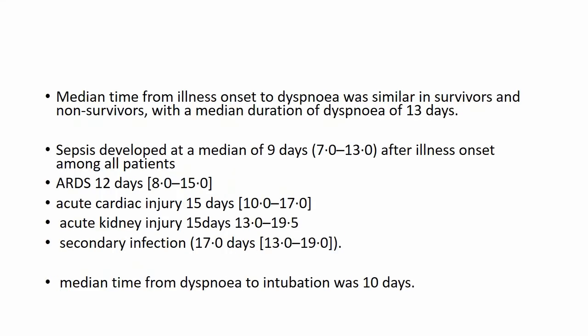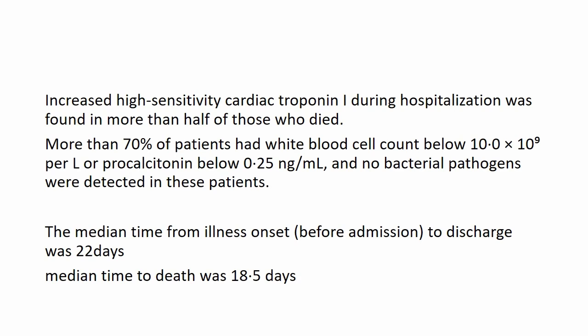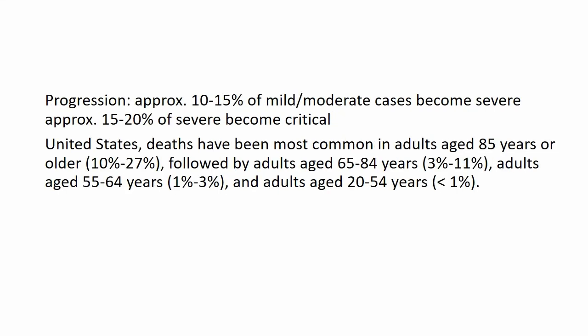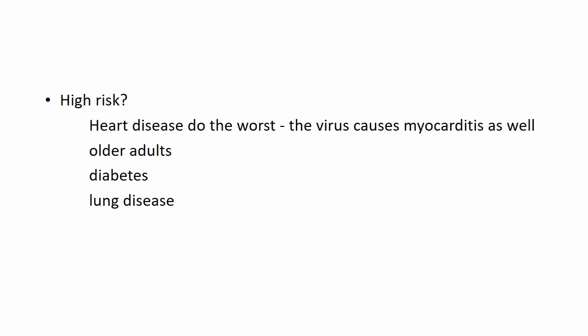And one good thing about COVID-19 is the lung fibrosis is less than that of severe acute respiratory syndrome or SARS, and patients have good long-term outcome. When considering the disease progression, 10 to 15% of mild to moderate disease can progress into severe disease, and 15 to 20% of severe cases can progress into critical cases.